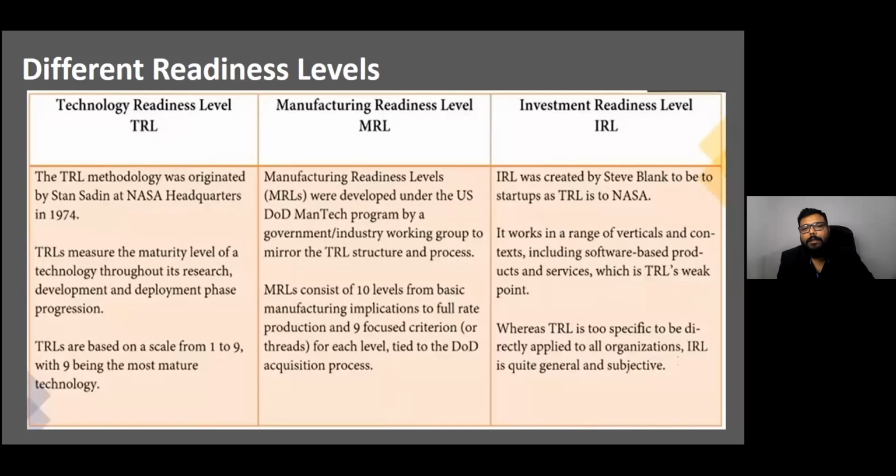Now I will explain this scale of 1 to 9 technology readiness level, which is very important, right? And I am not covering the manufacturing readiness level in this session. I will come to it later. The investment readiness level will also come later. So let's discuss those 9 steps. What are those 9 steps all about? The technology readiness level.